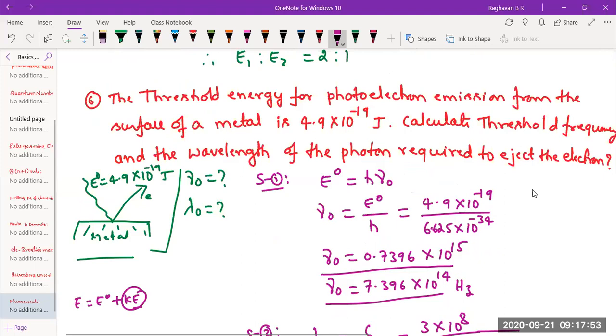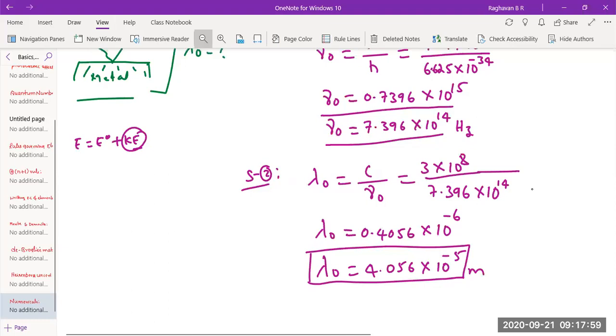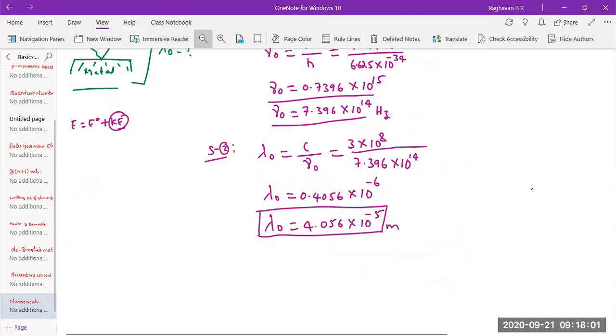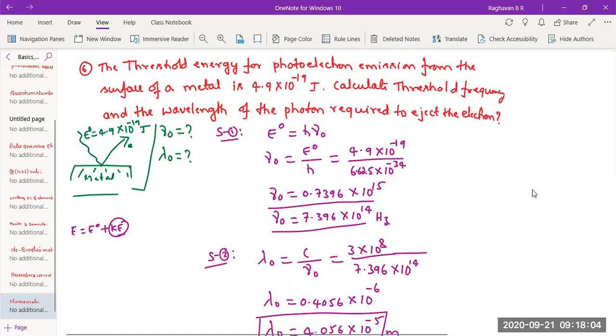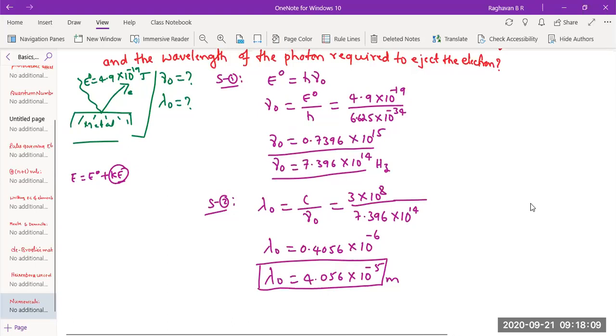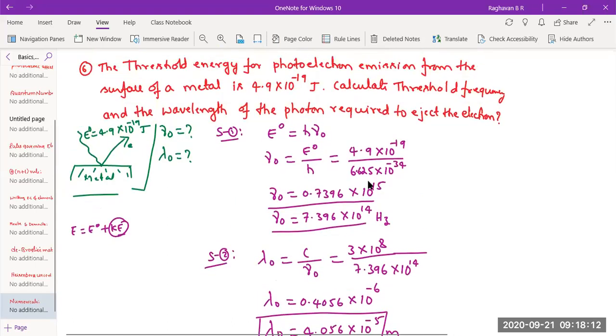Am I right? Okay, you have a different query. You can ask me again. So what if we use the formula E is equal to h into C by lambda? You can use it, no problem. E is equal to h into C by lambda, and now E is E naught. But they are asking nu naught, frequency, first. So better you first calculate nu naught.